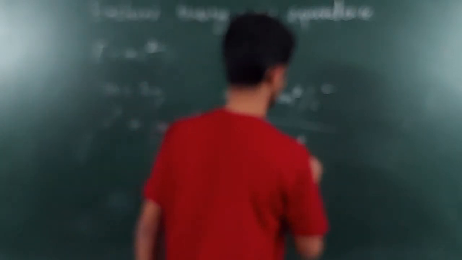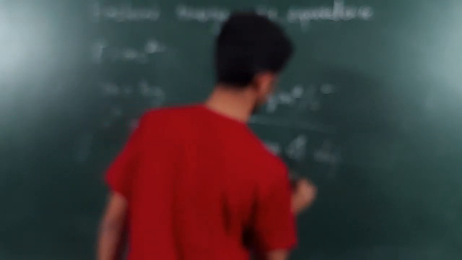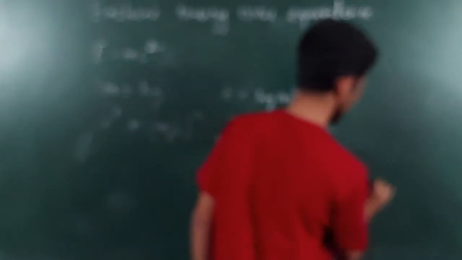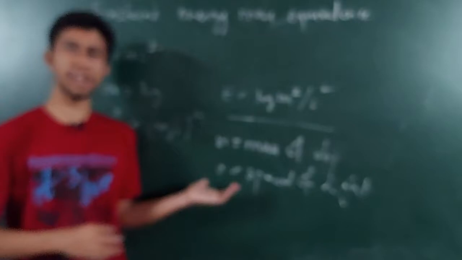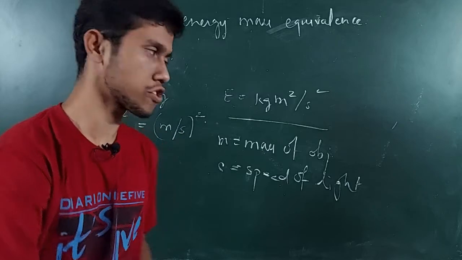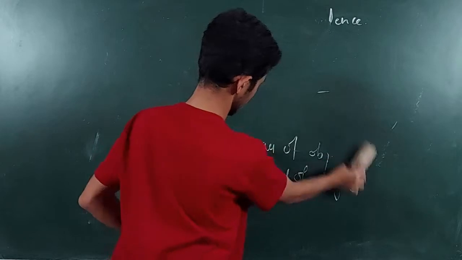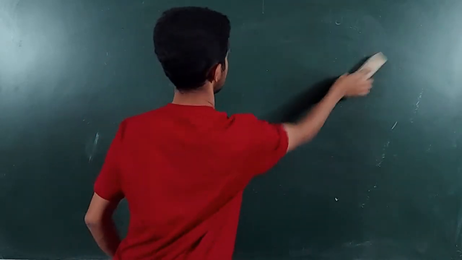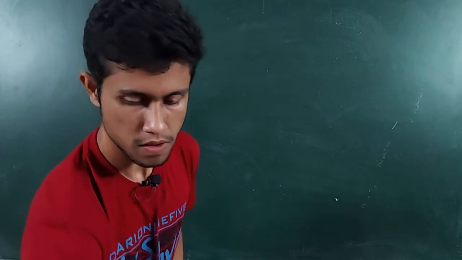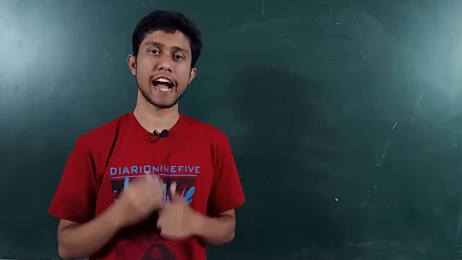So here mass is mass of object and c is the speed of light, which is nothing but 3 into 10 raised to power 8 meters per second. So in this way we have known what is Einstein's energy mass equivalence. Now we will move on to a next topic. So now we'll move on to our next topic, which is kinetic energy.